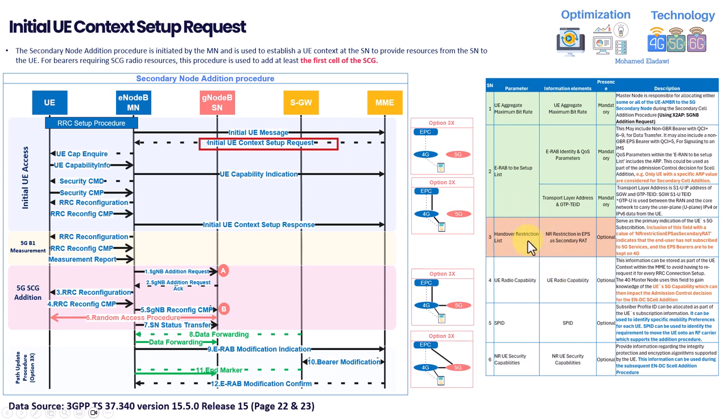Here, the most important, number 3, is optional, but sometimes the core will apply some restriction on particular users, maybe due to the subscription or whatever. So you'll have something called NR restriction in EPS secondary RAT. If you look into this message, it says that inclusion of this field within this initial context setup request indicates that this user is not subscribed to 5G. There is no subscription for 5G. So in this case, the eNodeB will prevent the SgNB addition for this particular user. Simply, it will not deliver the B1 event configuration if this is being sent here.